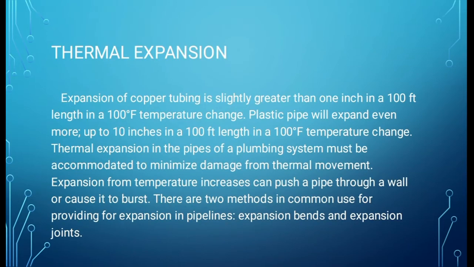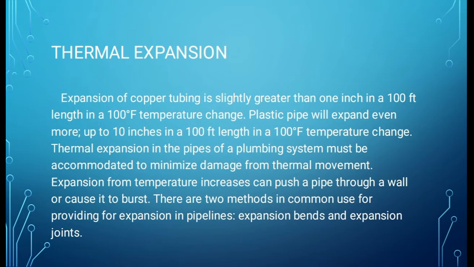Thermal expansion. No matter what type of piping material is used in the water system, some expansion in the pipe will occur. This expansion must be considered in the design of the system. The amount of expansion will depend on the type of piping material and the range of temperatures that the pipe will be subjected. So, thermal expansion. Expansion of copper tubing is slightly greater than 1 inch in a 100 feet length in a 100 degree Fahrenheit temperature change. Yung plastic pipe will expand even more, up to 10 inches in a 100 feet length in a 100 degree Fahrenheit temperature change.